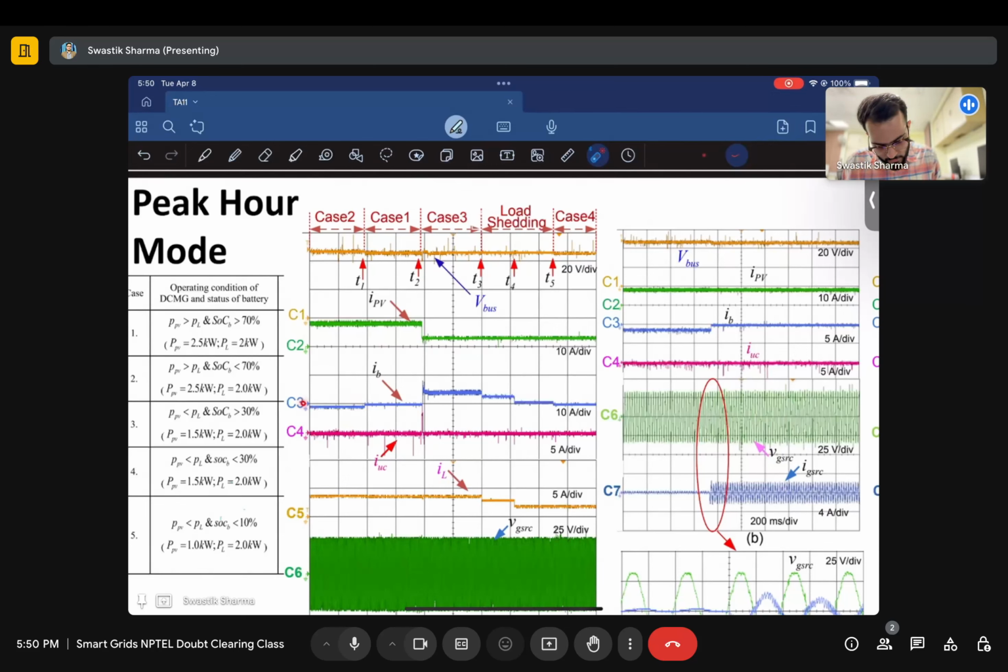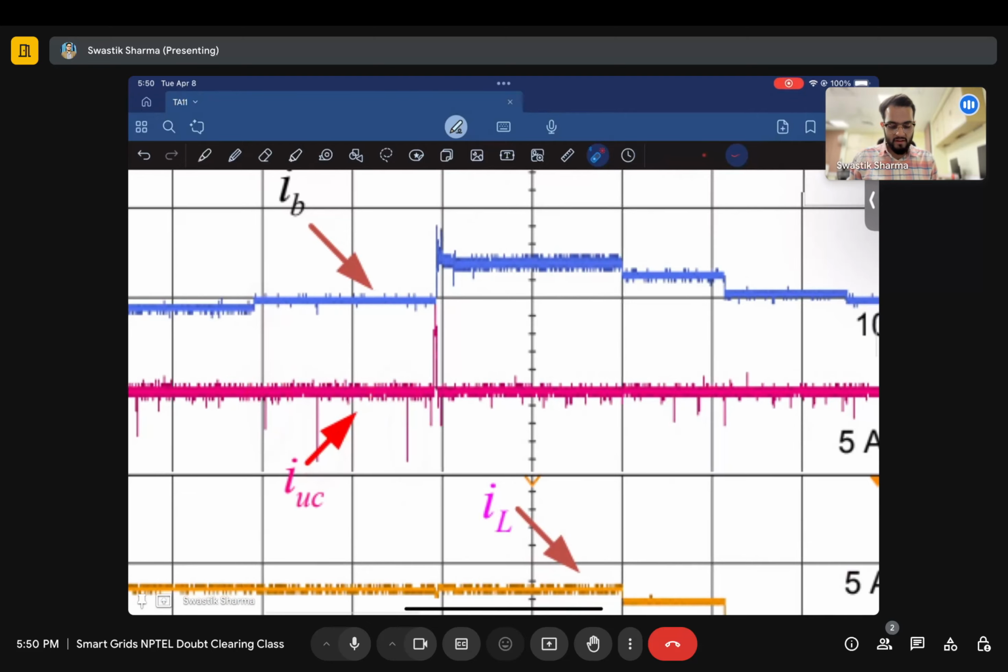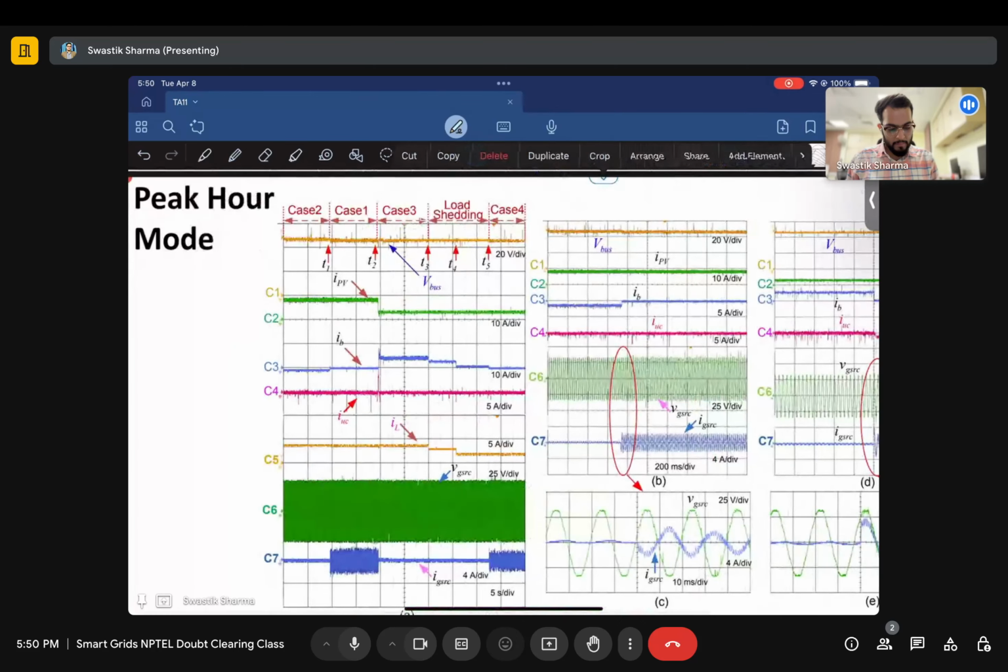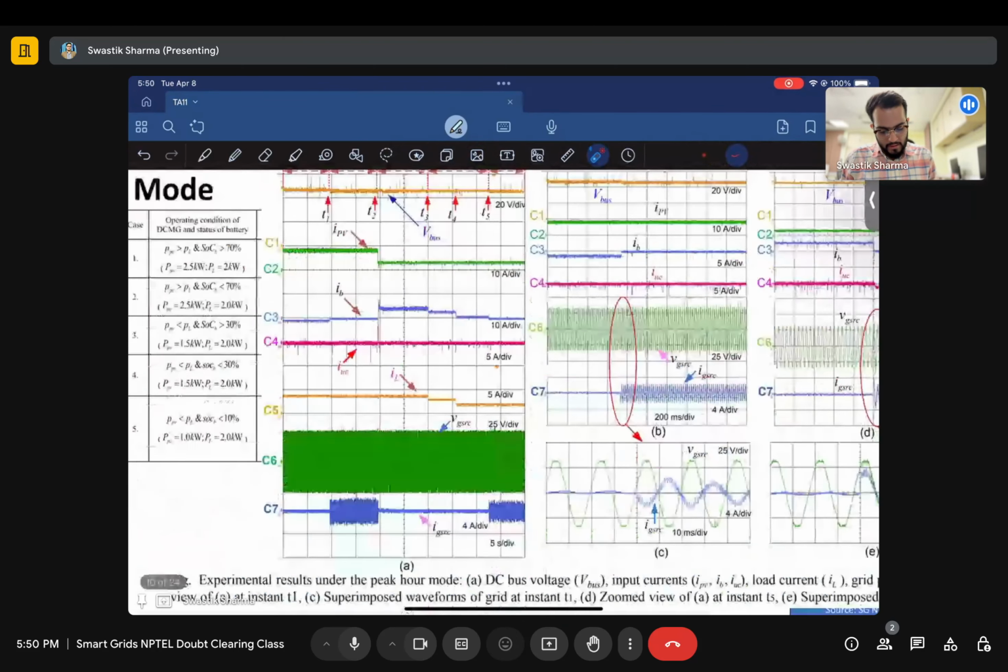Since the battery is absorbing, it is modeled as negative. You see, this is the zero line, and below that the waveform is negative, meaning the current is negative. And you see the ultra capacitor is used to power only the transients, right? Here switching of the battery happened, and the ultra capacitor supplied the transient. Whatever transients are present in the system, the main goal of the ultra capacitor is to supply them, if at all there are any.